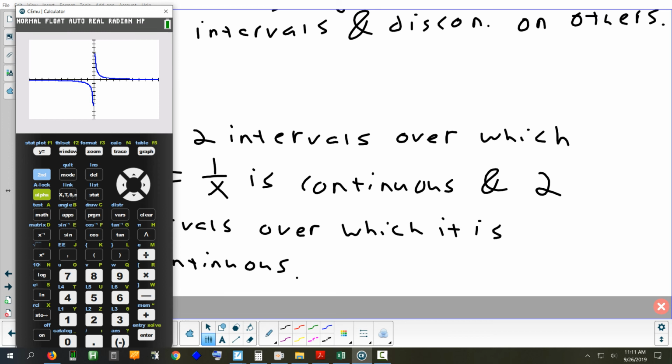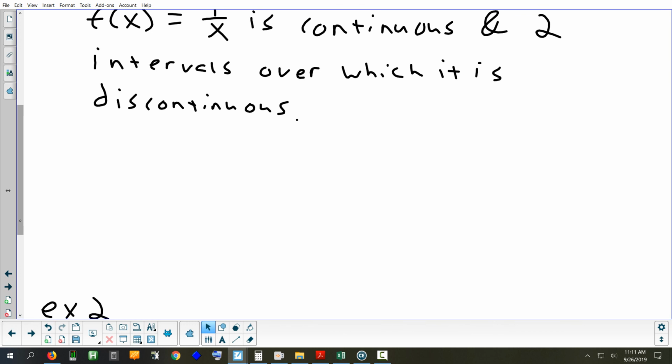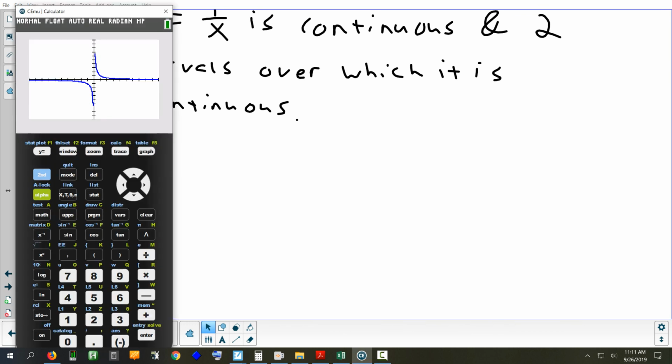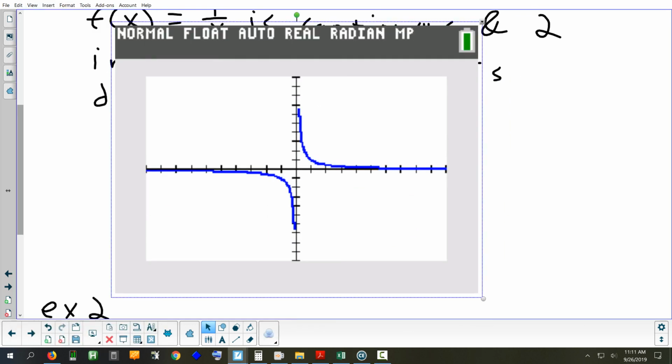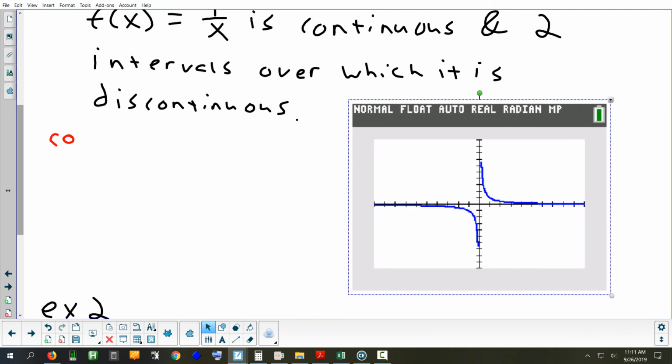All right, so let's take this graph. Let's make a copy of it. We don't need it that big. And can somebody give me an interval where this graph is continuous? You give me two x values. From this x value to this x value, I could draw without lifting my pencil.